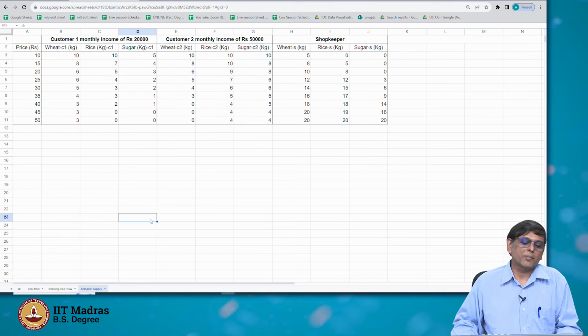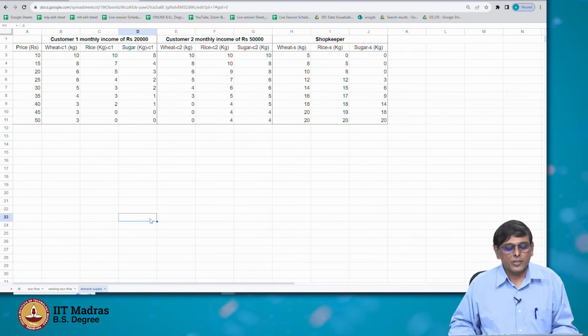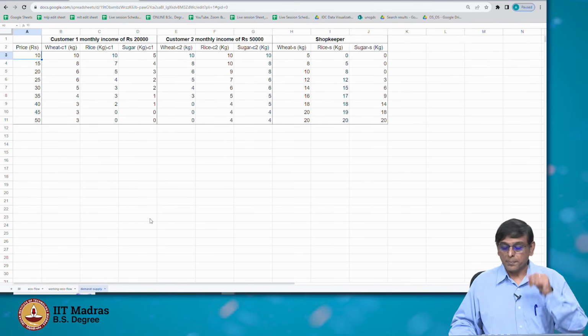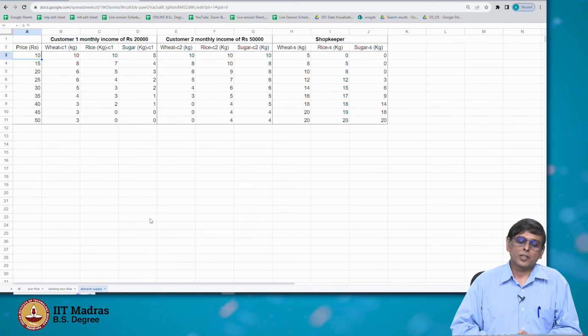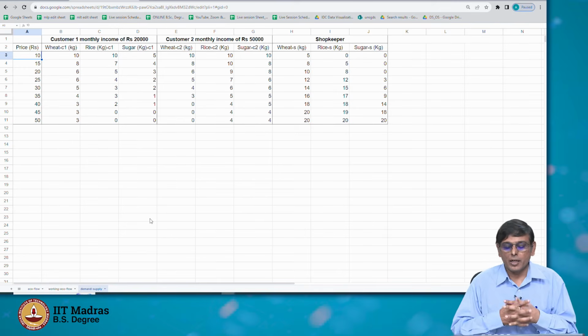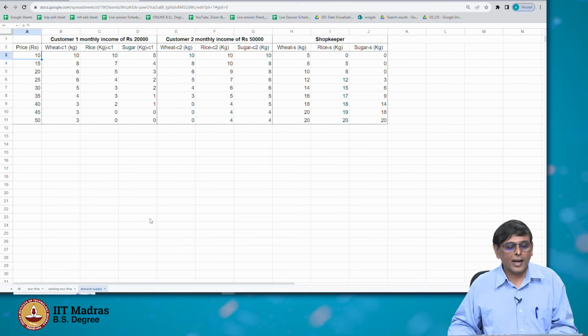Okay. In this segment, we are trying to do a demand supply reconciliation. We saw that when we have supply and we have demand, these two things reach an equilibrium, right. So, in this case, I have two customers. One customer has a monthly income of 20,000 rupees, customer 2 has a monthly income of 50,000 rupees, and there is a shopkeeper, and we have different price points. So, customer 1 is willing to buy wheat like this, 10, 8, 6, 6 for different prices, rice like this, this is a schedule for rice, this is a schedule for sugar.